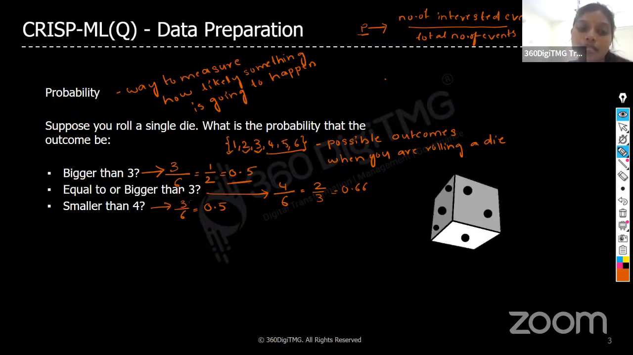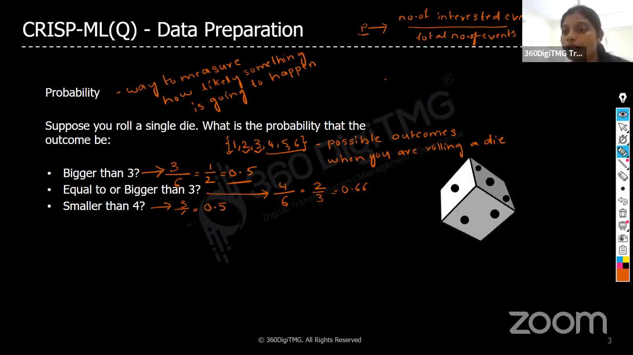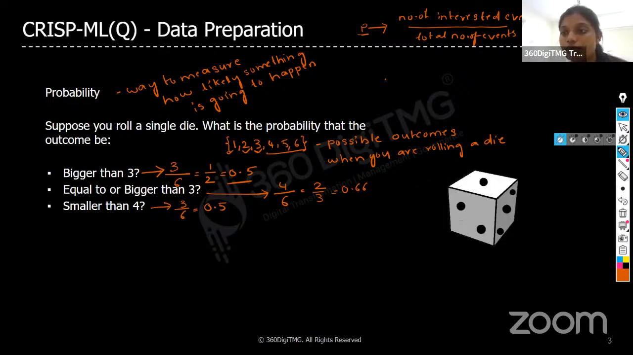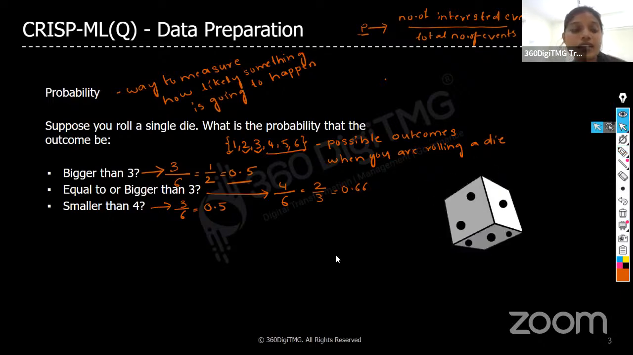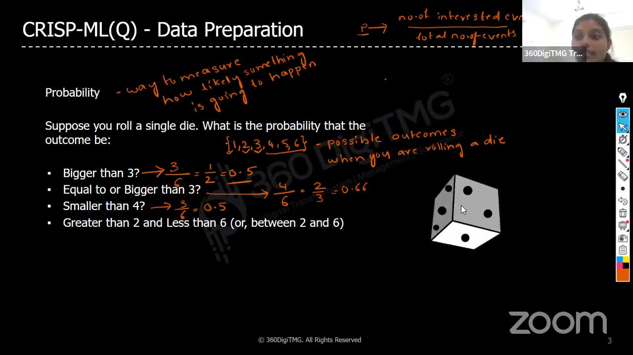So 3 values are present, 3 by total, 3 by 6. So this is nothing but the probability. And what else? There are other questions present. Okay, there is one more, which is greater than 2 and less than 6.